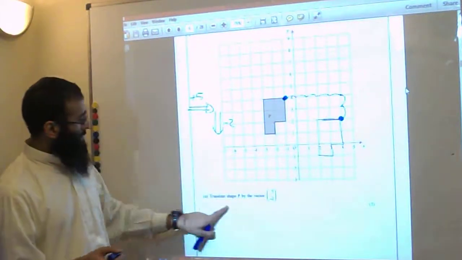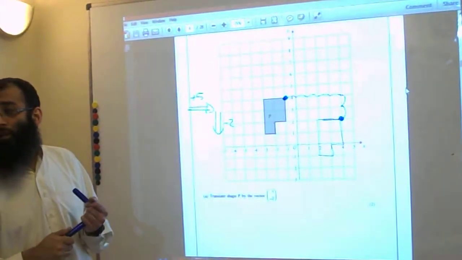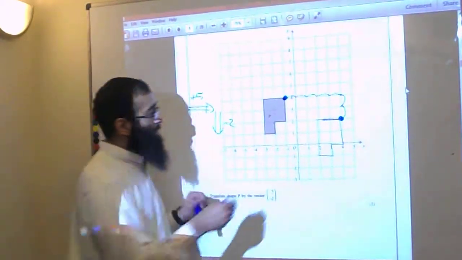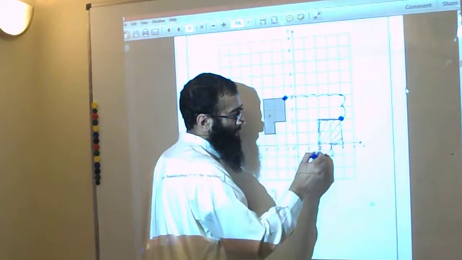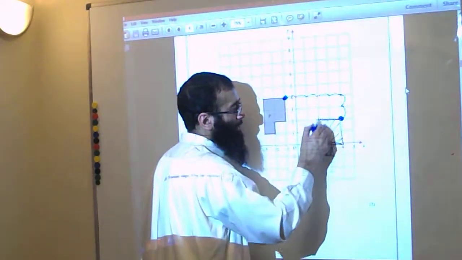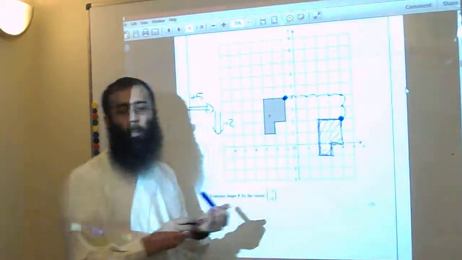Then it goes, translate shape P by the vector. Is there anything else on that question? Then label it or something. Right, so I'm going to shade this shape in. Okay, make sure yours is actually on the line itself. Use a ruler. There we go. There's our shape. Done.